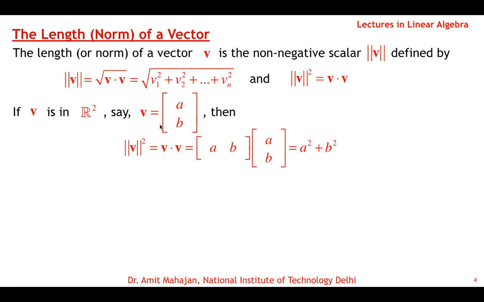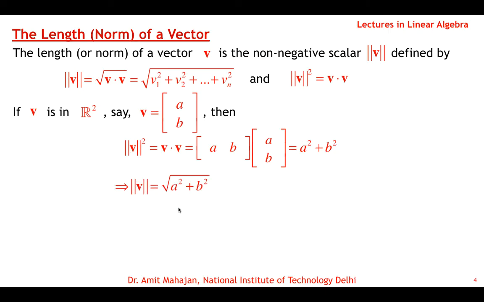Okay, and so the inner product of this vector with itself, we know, is equal to v transpose v. So this column becomes a row times the same column. So it is equal to a square plus b square. That means if I calculate the length of the vector, it is the square root of a square plus b square.